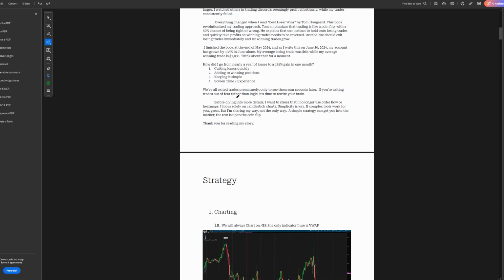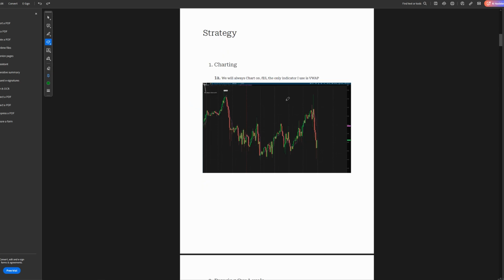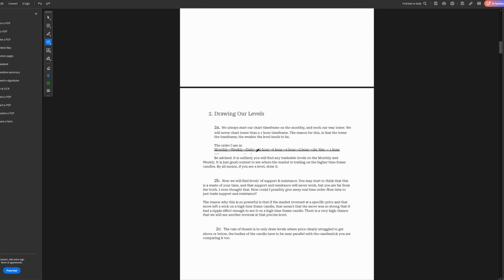So the strategy is very simple. No order flow, nothing. It's just using the S&P 500 futures. We're going to be charting high time frame support and resistance levels on the monthly, daily, weekly, 12-hour, 6-hour, 4-hour. Only really high time frame. We won't ever go lower than a 1 hour.